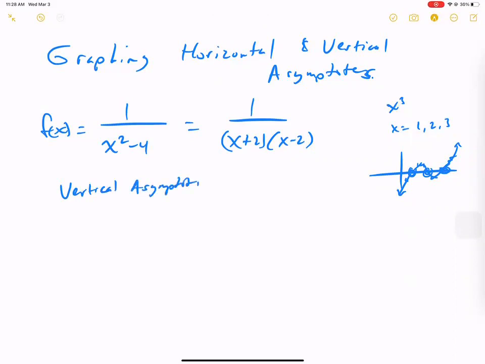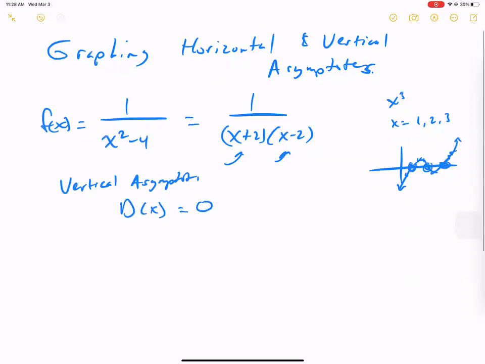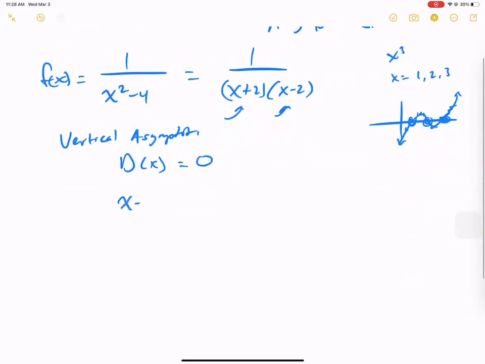And vertical asymptotes are when the denominator is 0. Okay, the denominator d of x is equal to 0. Now what terms make this go to 0? If x was negative 2 and x was positive 2, that would make the denominator go to 0. And we're not allowed to divide by 0.